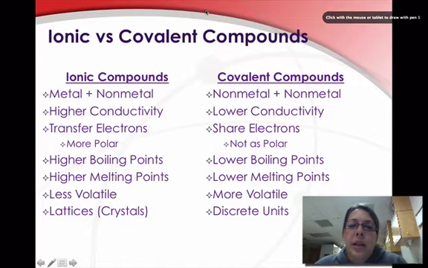With covalent compounds, it's all opposite. So you have two nonmetals together. They're going to be less conductive. They're sharing electrons. They're going to have lower boiling points, lower melting points. They're just not as strong as the ionic compounds are. They're more volatile, so it's easier for them to go to the gas phase. And they form discrete units. So they don't form these really big structures, these really big crystals. They stay kind of broken down into little units.